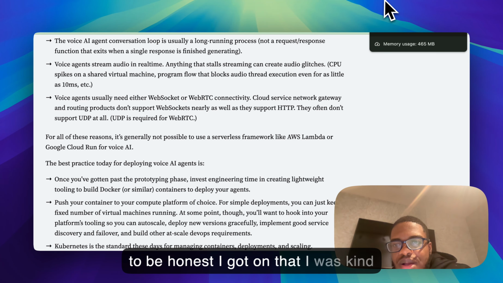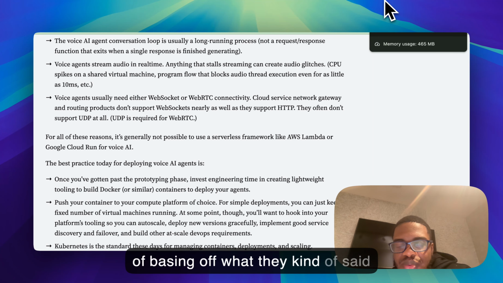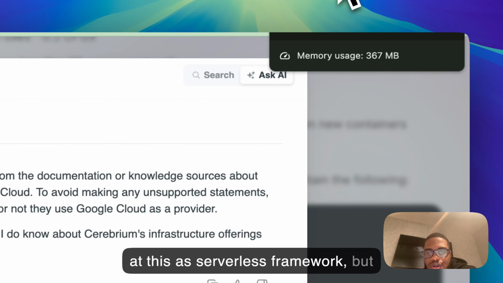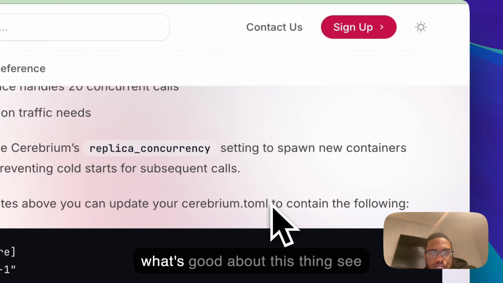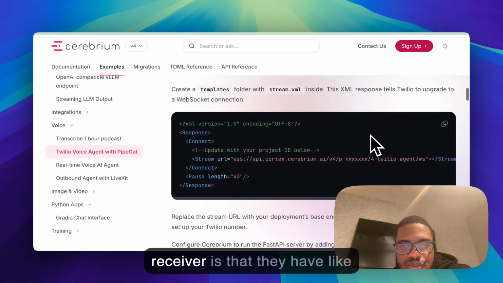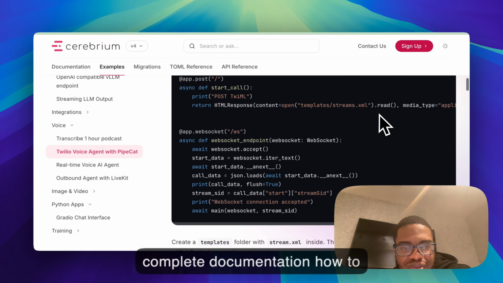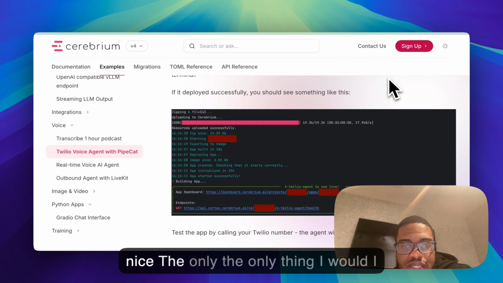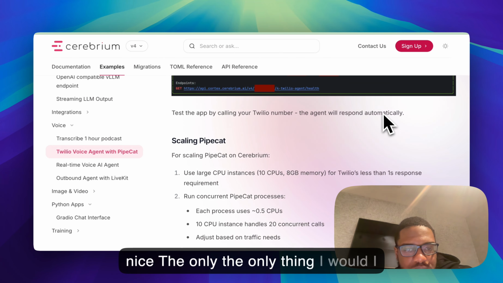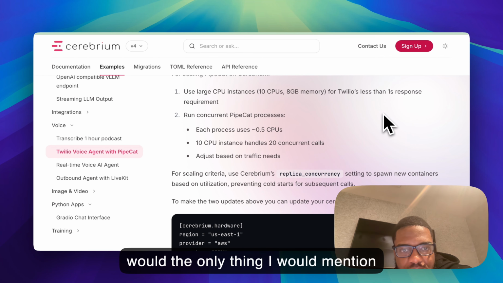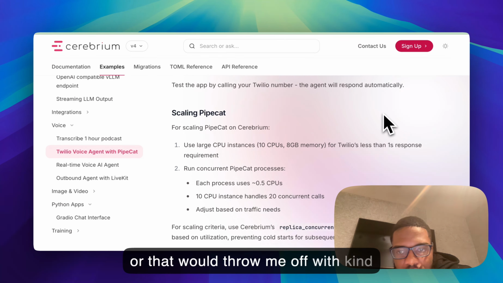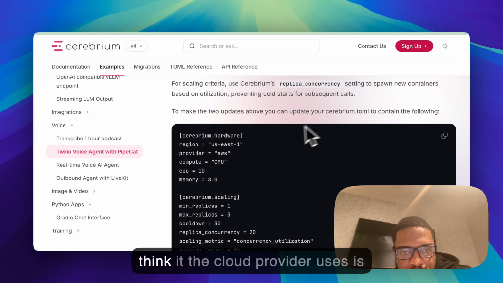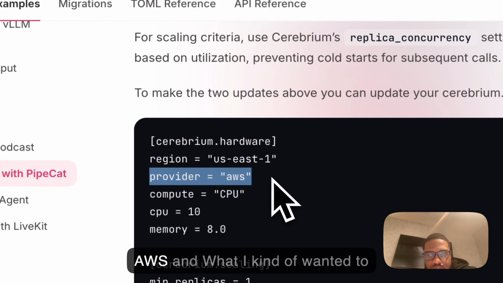To be honest, I was basing that off what they said. But where it does mention Pipecat, it says it is a serverless framework. Still, what's good about Cerebrium is that they have complete documentation on how to deploy this on their platform, which is nice. The only thing that would throw me off about using Cerebrium is that I think the cloud provider it uses is AWS.